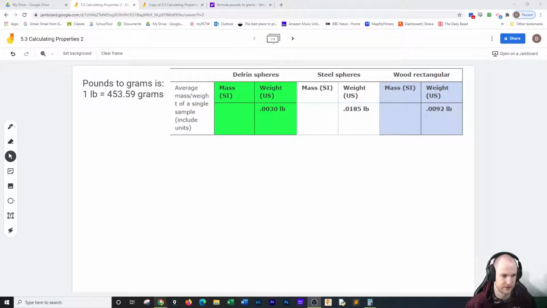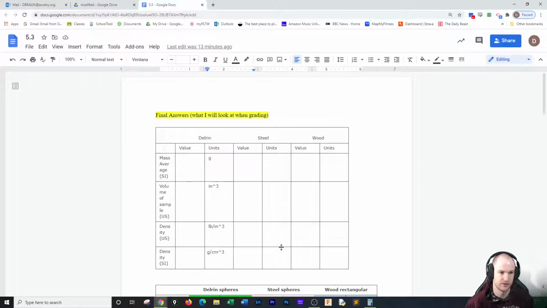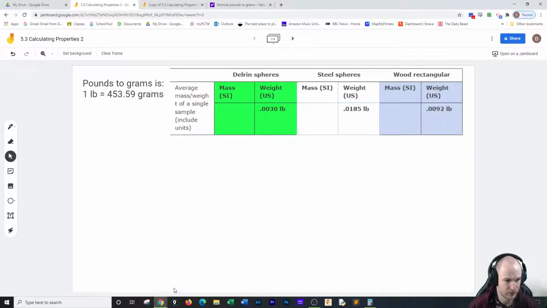All right, so this next assignment is calculating properties, and what you've got to do is fill out this chart. I've set up a Jamboard I'm going to work with right now to go through how we would do this. You need to find the mass of all of these objects. You need to find the volume in US units, so inches cubed. You need the density in US units as the density weight, that is pounds per inches cubed, and then we need to convert that to the density in metric, which would be grams per centimeters cubed. Okay, so let's go over to Jamboard and look at this.